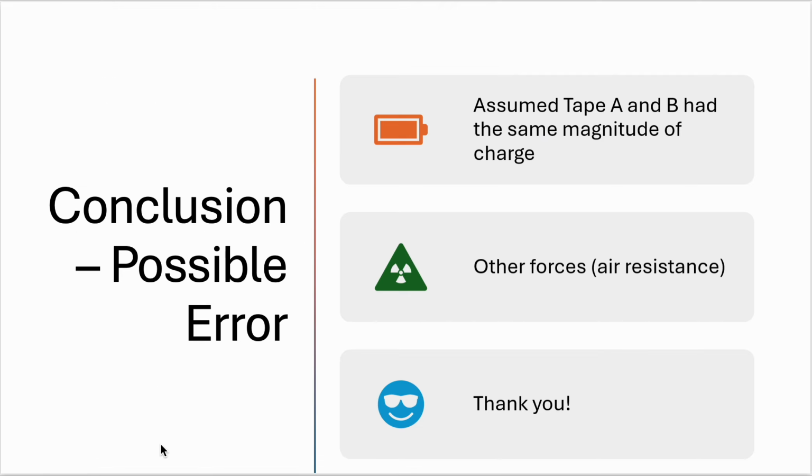So in conclusion, for possible error, we assumed that tape A and tape B had the same magnitude of charge. They could have had different magnitudes of charge, which would have changed the charges that we found. Also, other forces like air resistance and friction could have been involved, which again would have changed the results.